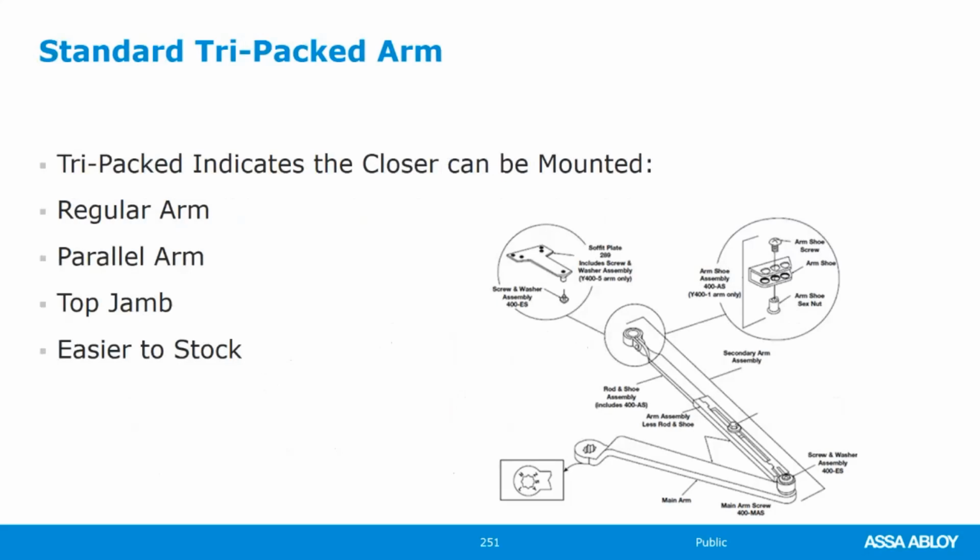Our closers can be purchased with our standard arm, which is a tri-pack mount arm. And with that tri-pack mount, you can mount it in a regular, a parallel arm, or a top jam mount application. For a stocking distributor, that makes life a whole lot easier because you only have to stock 1 closer instead of 3 different closers. The onus is then on the distributor to make sure that the installer on a project knows how it's to be mounted. Again, if you send it out and don't tell the installer, they're going to do what they want to do.